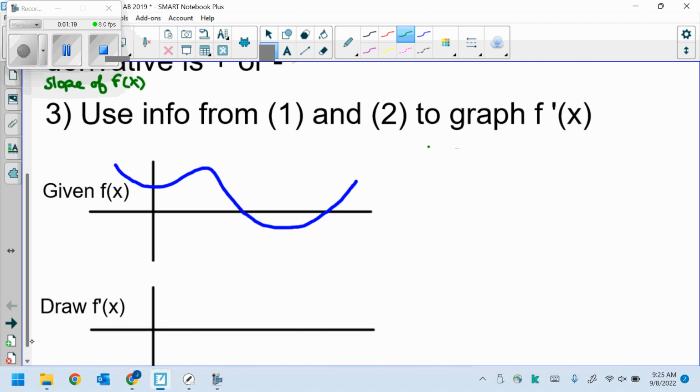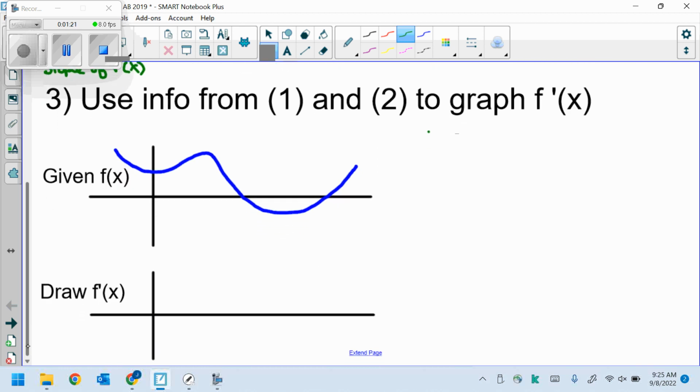So here's f of x, and we're going to graph f prime of x. So the first job is to figure out where's the slope of this guy 0. Where is the slope of f of x 0? Well, it appears to happen right here. So the value of the derivative at that x value has to be 0. It looks like the slope is 0 right about here-ish. So at that x value, I want to have the value of the derivative be 0. Same thing happening here. The value of the derivative has to be 0.